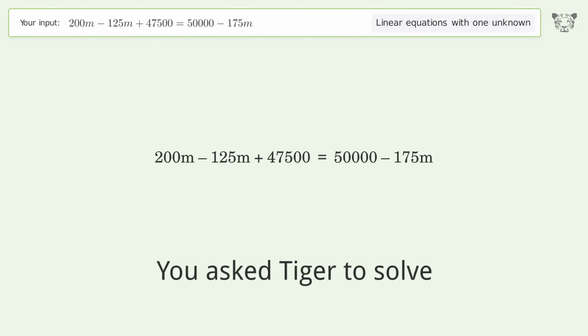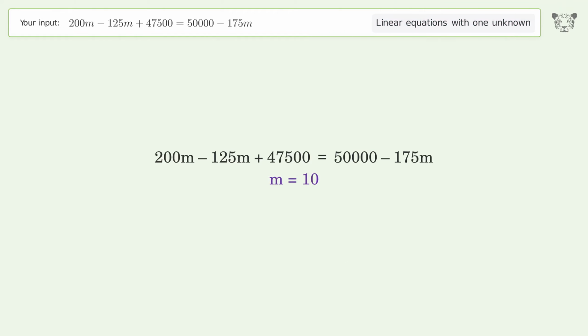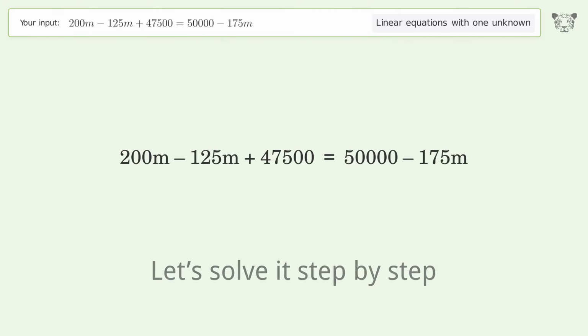You ask Tiger to solve. This deals with linear equations with one unknown. The final result is m equals 10. Let's solve it step by step.